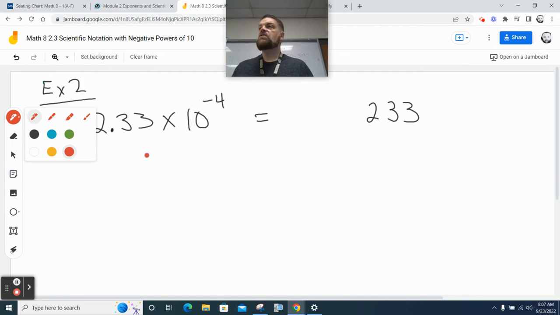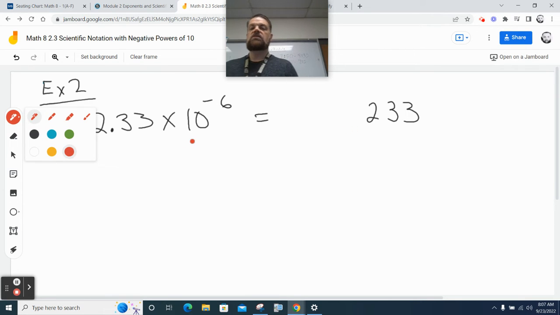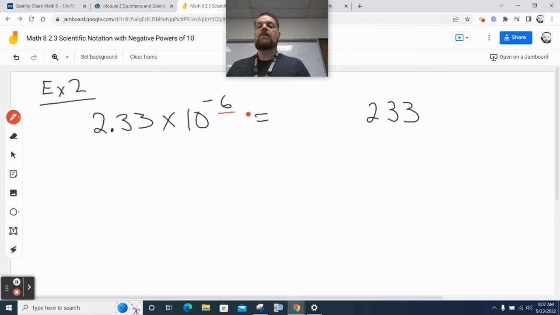So how many spaces am I going to move that decimal? Was it 6? Oh, 6. My bad. 6. So how many spaces are we going to move that decimal? Well, 6 spaces. But which direction?